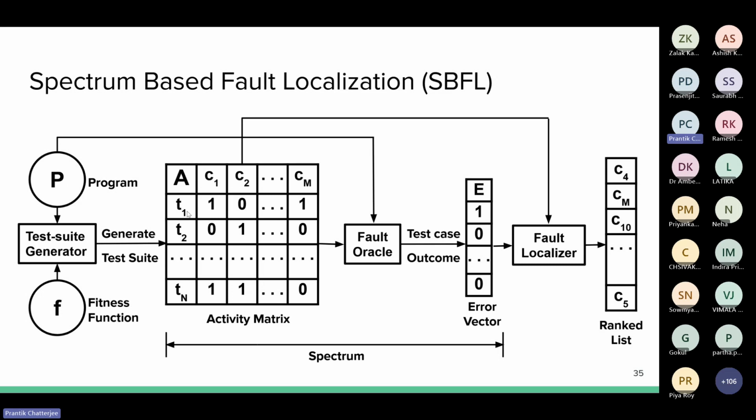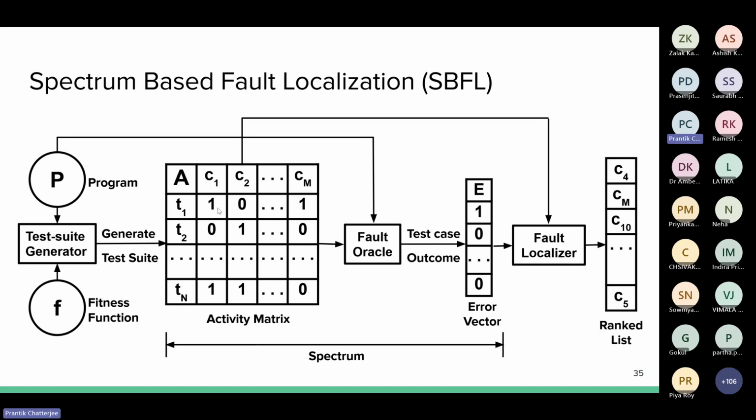Each one of these rows depicts a test case, which is a hit or miss vector, and the columns denote the components of the program. In this case, our program has m components. By components, you can think of m functions or m branches, and you have n test cases. Each of these cells ij denotes whether the ith test case executed the jth component or not.